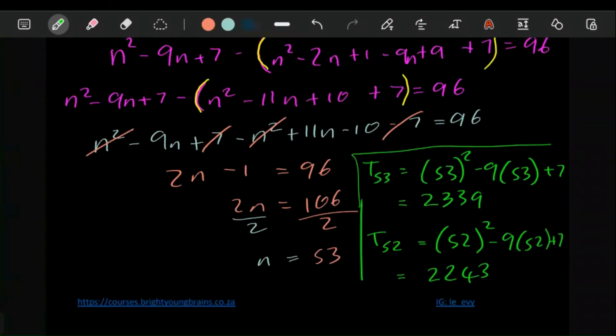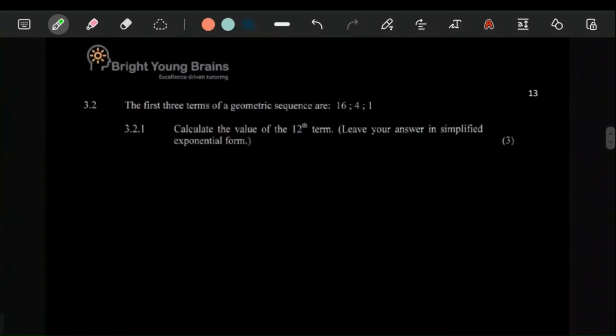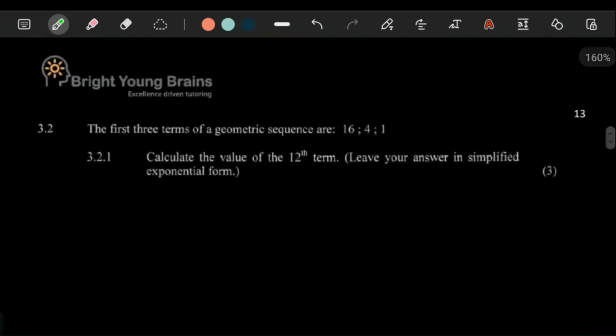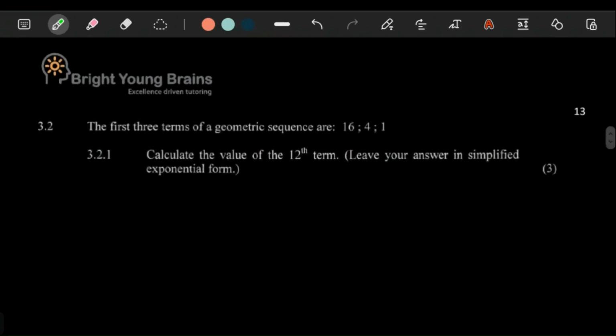Let's see. What do we need to do here? Okay, let's move on. The next question says the first three terms of a geometric sequence are 16, 4, and 1. So it's kind of obvious what the value of r is. But anyways, it says here, calculate the value of the 12th term. Then it says leave your answer in simplified exponential form. The 12th term. So this is going to be quite straightforward because it's a geometric sequence.